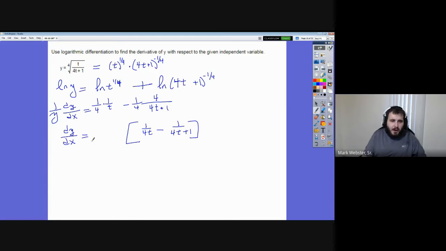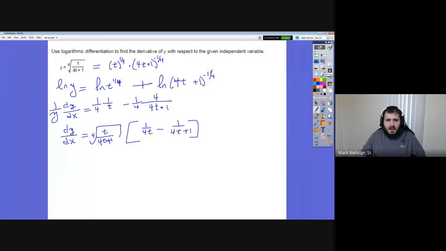And then what are we multiplying that by? We're multiplying it by y. So the 4th root of t over 4t plus 1. Yeah. All right. Like I said, not much extra writing, yeah? I think the last one was 3 lines. This one is 4 lines.